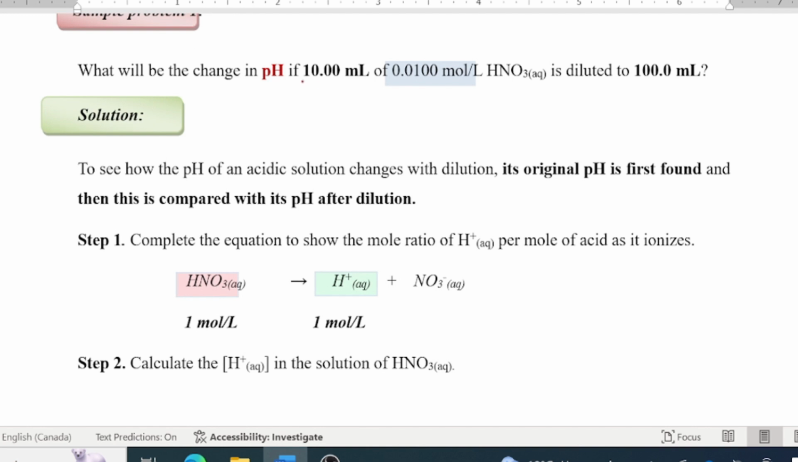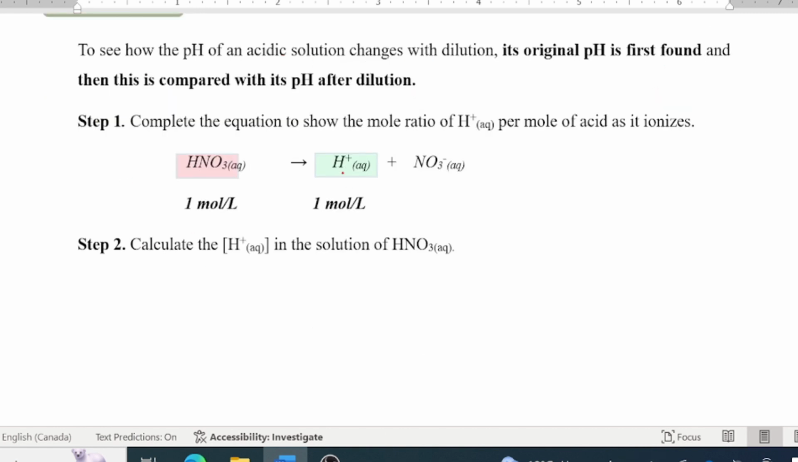I have 10 milliliters of this acid here, right? I diluted it to 100 milliliters. They want you to find a change in pH. First of all, you find the pH of the original solution. Then we find the pH of the final solution and see what the change in pH is. So we have a solution that has that concentration of HNO3, right? So do your ionization. So you get 1 mole for 1 mole.